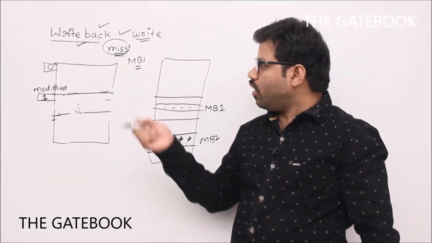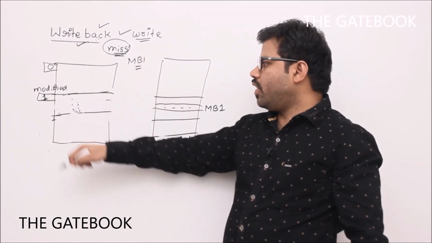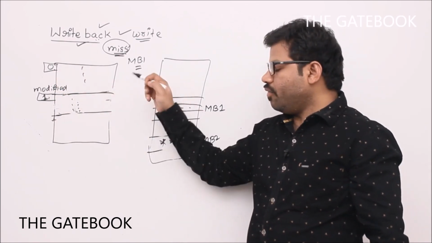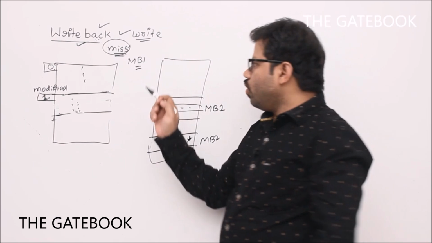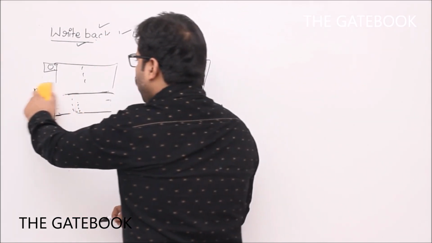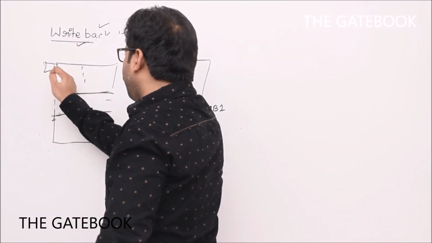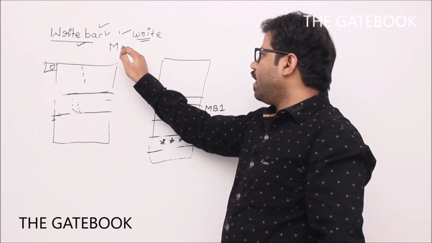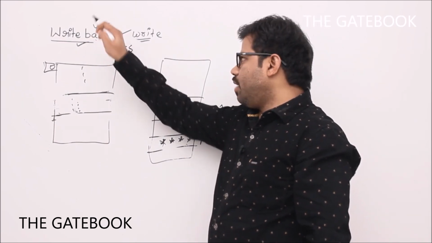Now if you want to replace any block, if it is not at all modified, then we don't require to move it, correct? Let me show it again with one example. Let's say you have a non-modified block. Remember it. Now let's say I'm talking about a particular case, write back in a miss.